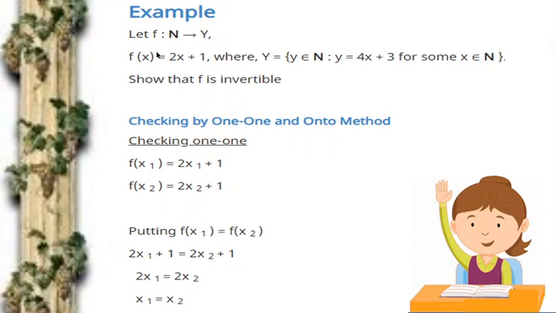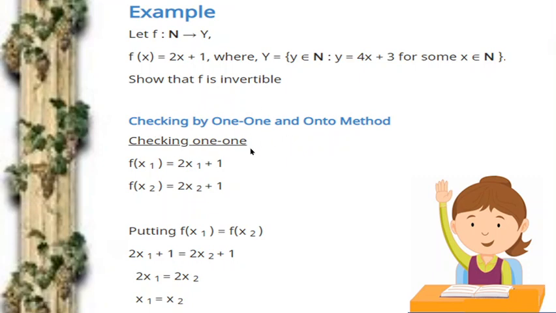So let's take one example. f is defined from N to Y and the function is 2x plus 1. Here the set Y is equal to y belongs to natural numbers and y is equal to 4x plus 3 for some x belongs to natural numbers. Show that f is invertible. Now checking by one-one and onto method.